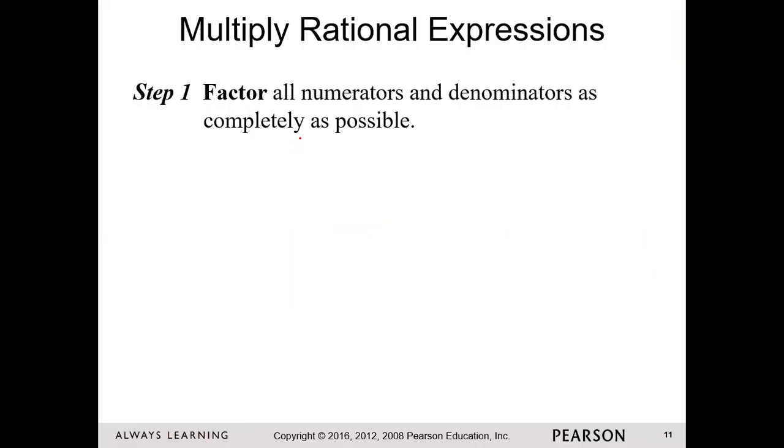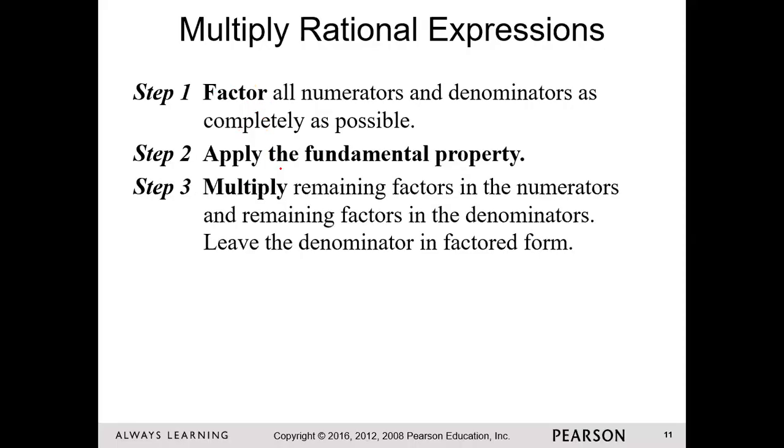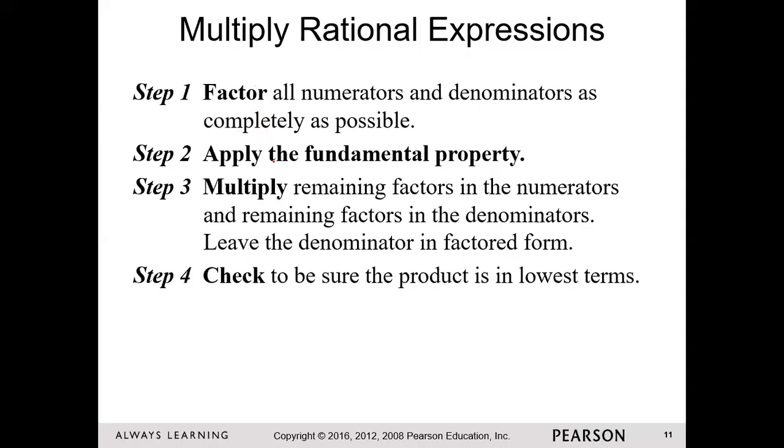And the little slogan that I like to use is simplify before you multiply. That is the biggest deal when it comes to these rational expressions and multiplying. Simplify. And the only way to do that is to factor. So you've got to factor first and then go ahead and simplify as much as possible. Apply the fundamental property, which is the whole canceling bit, and then multiply the remaining factors in the numerators and the remaining factors in the denominators.